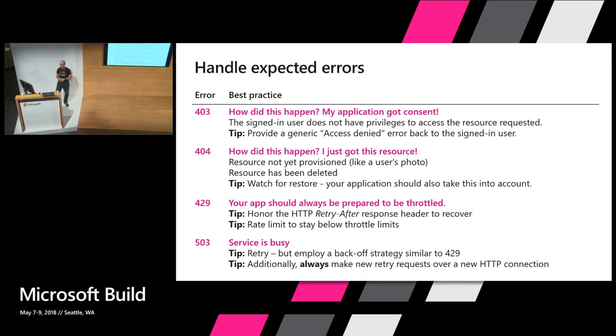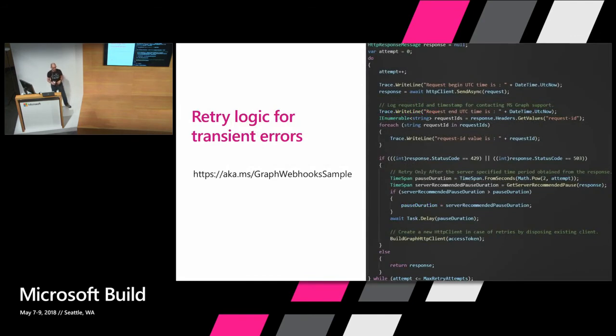The last 2 errors that we have, 429 and 503, are retryable errors. So when you see these errors, your app should retry calling Microsoft Graph. But in these cases, you should honor the retry-after response and employ a back-off strategy. Also, when you make these retry requests, make them over a new HTTP connection. So I'm actually going to show you a little bit of code that demonstrates some of this in terms of retry logic for transient errors.